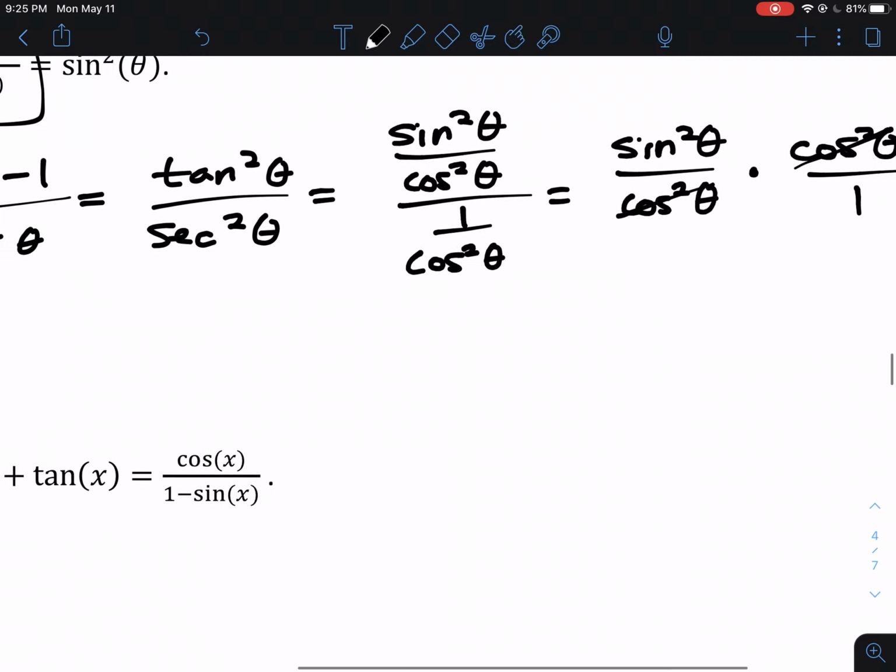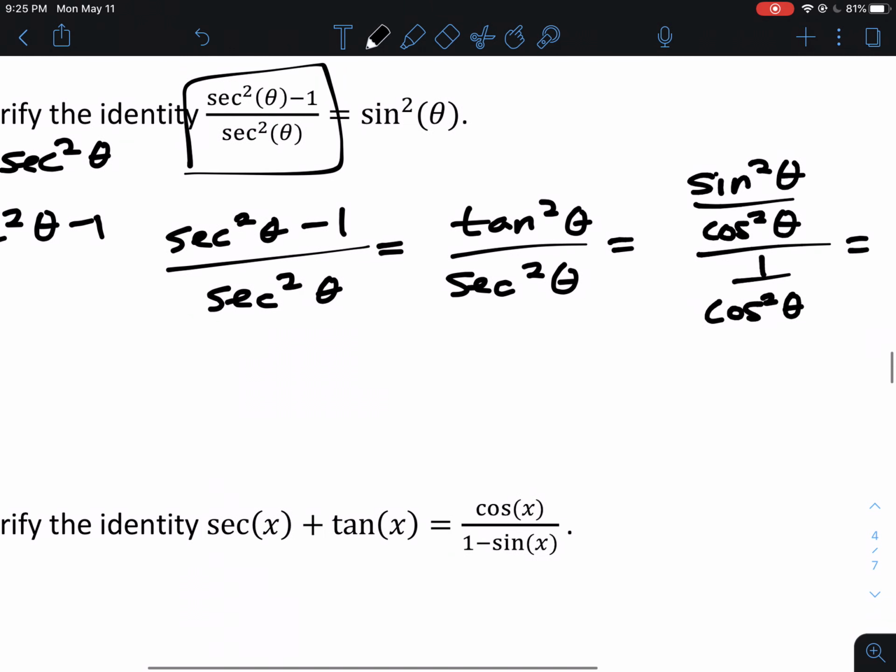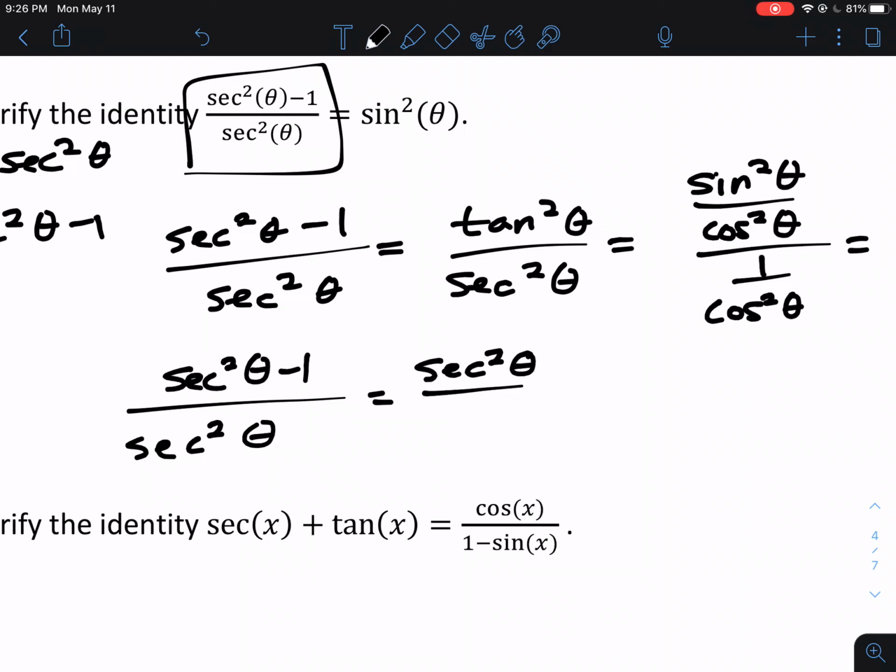Now, a second way that we could prove this is actually less to do with some of the identities and just a little bit of algebra. So I'm just going to copy it down. This will be the second way we could have worked that same problem. Let's break apart our fraction. Let's rewrite it as secant squared theta over secant squared theta, minus 1 over secant squared theta.